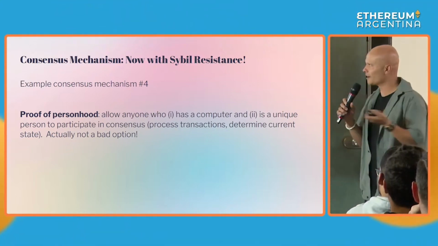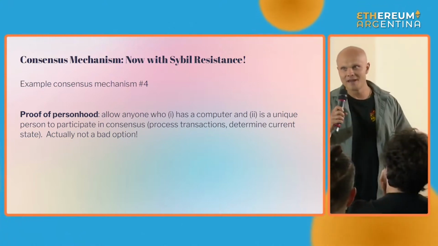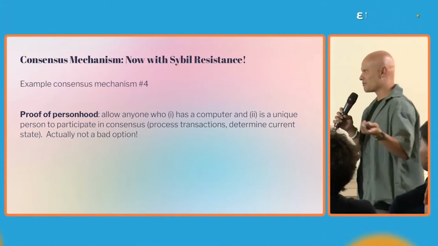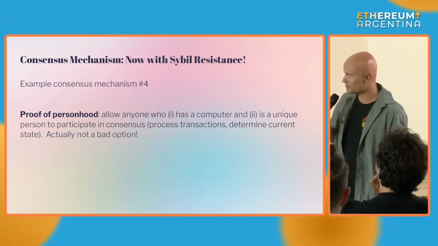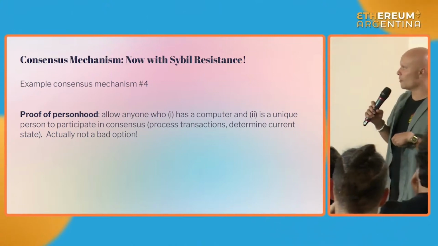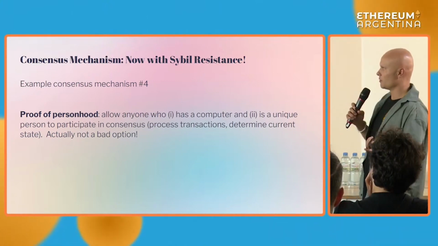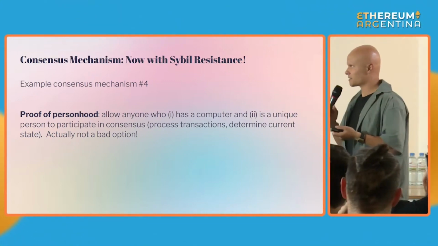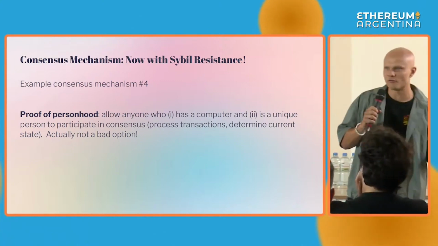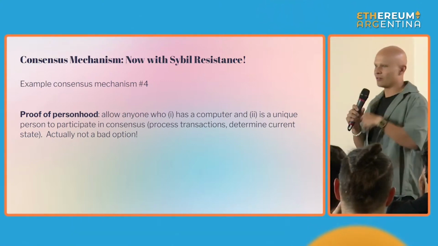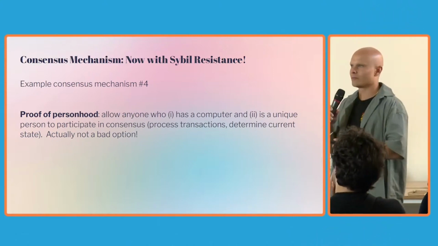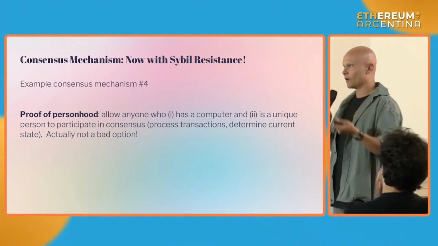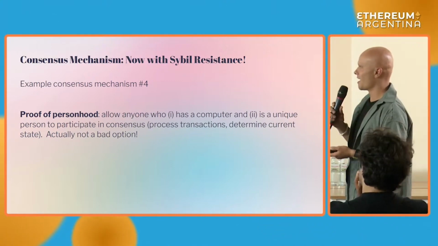And so here's another example of a consensus system, and now with Sybil resistance, right? This is another fun example. Proof of personhood. Allow anyone who has a computer and who is a unique person to participate in consensus, right? If they have a computer and we can prove that they are a unique person, then we'll let them run a node. We'll let them process transactions and help us determine what the state of Ethereum is.